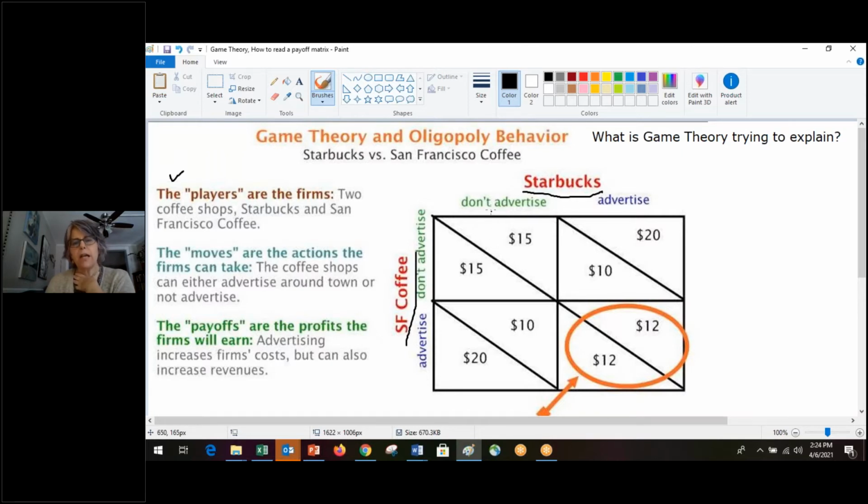So Starbucks has two choices. They can advertise or they can not advertise. And SF Coffees has the exact same thing. And these payoffs are in revenue.